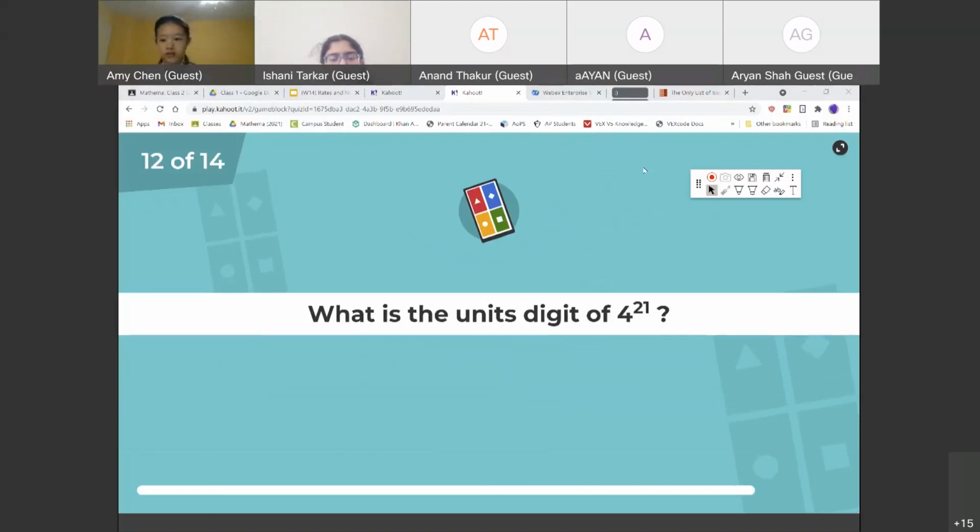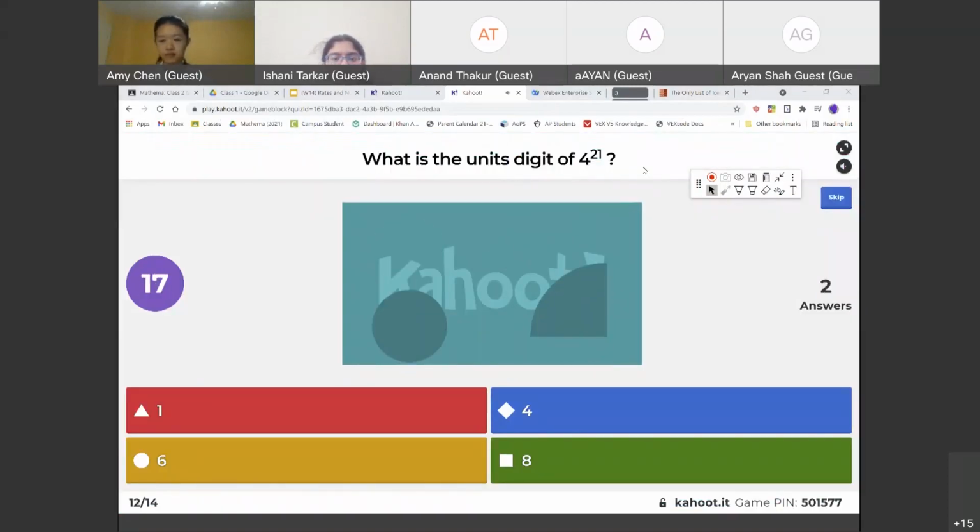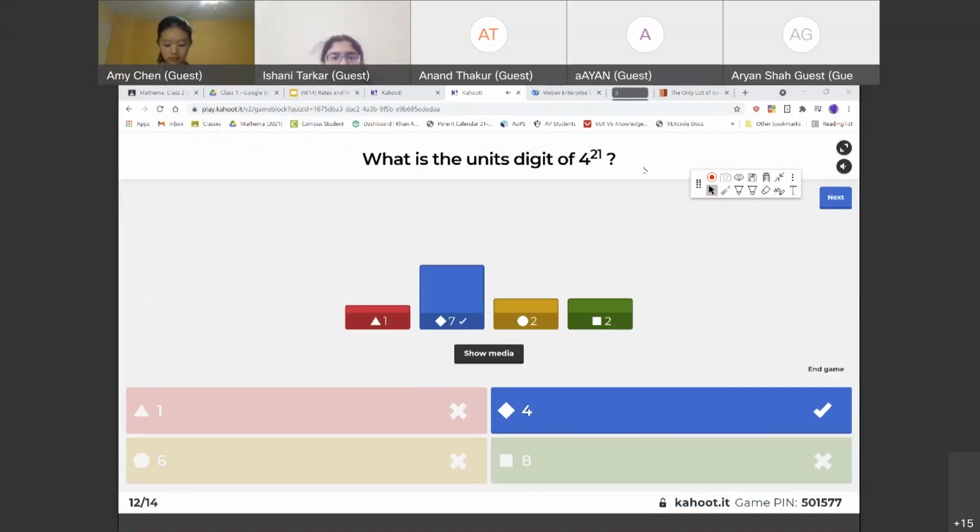Okay, what's the units digit of this number? 4 to the first is just 4, right? But then 4 to the second is 16, so it ends in 6. And then if you multiply by 4 again, you get 4 again. So that means odd exponents will end in 4 and even exponents will end in 6. So the answer would be 4.